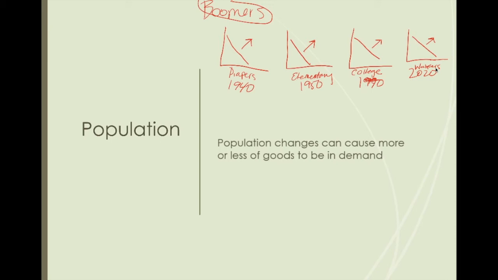So Generation Z is going to have their own thing that they're going to cause to shift as they grow older. But population changes with death rates and birth rates definitely cause shifts in demand. Demographic changes are similar to population changes, but more specific; they can be demographics that focus on certain outlets.